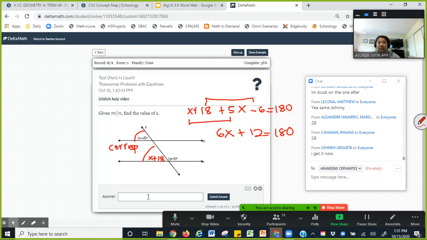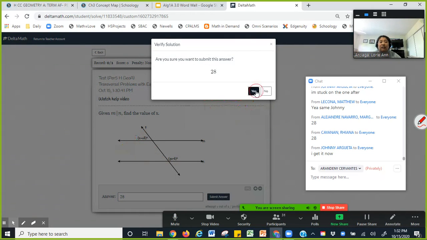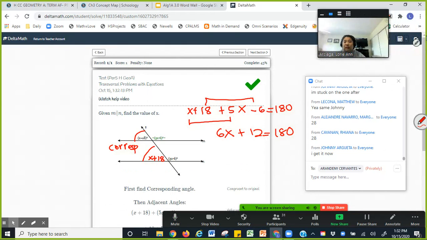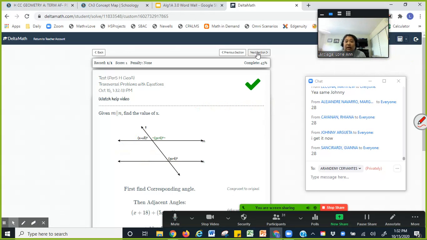Okay, so they said what? 28. Are we only finding the value of x? Yes, we are. Okay, I needed to remind you of that because sometimes the question says find the angle. So if it says find the angle, you have to substitute the x, okay? All right. Oh, how do I clear the ink now? Clear ink. Okay, next one.